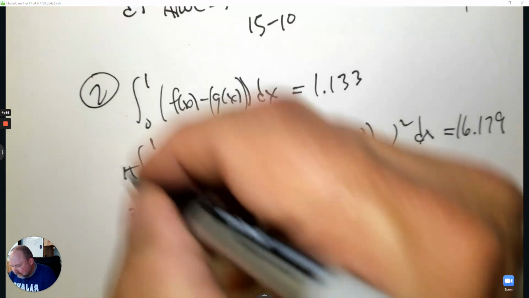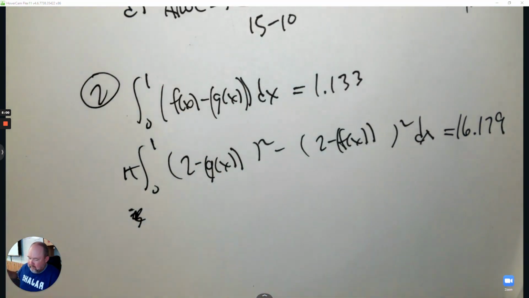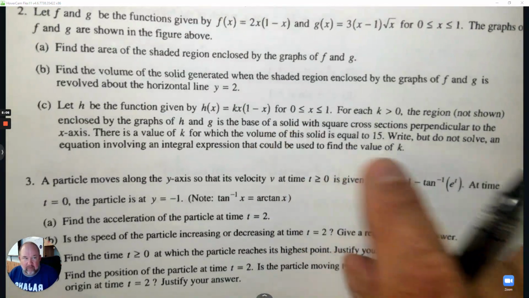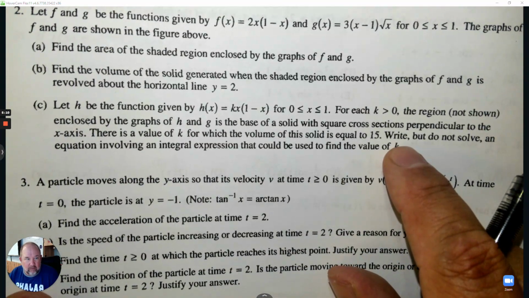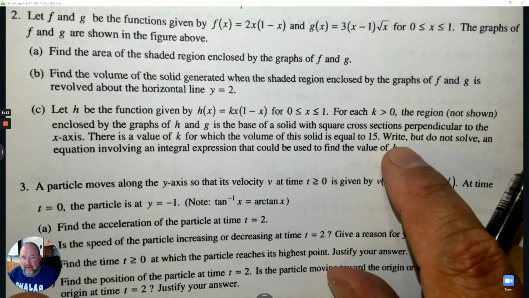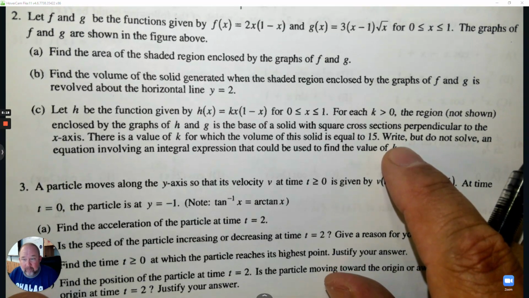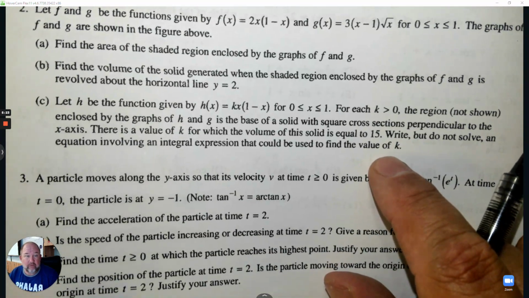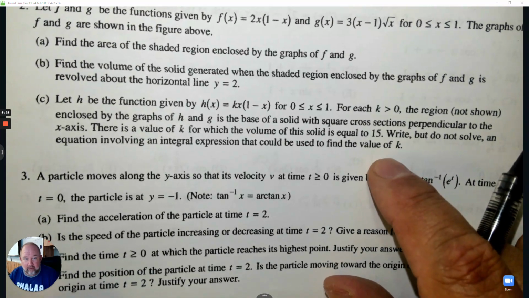All right, part C. Part C asks, let h be this function from 0 to 1. For each k, which is always positive, the region enclosed by the graphs h and g is the base of the solid with square cross-sections perpendicular to the x-axis. There is a value of k for which the volume of this solid is equal to 15. Right? But don't solve an equation involving an integral expression that could be used to find the value of k.